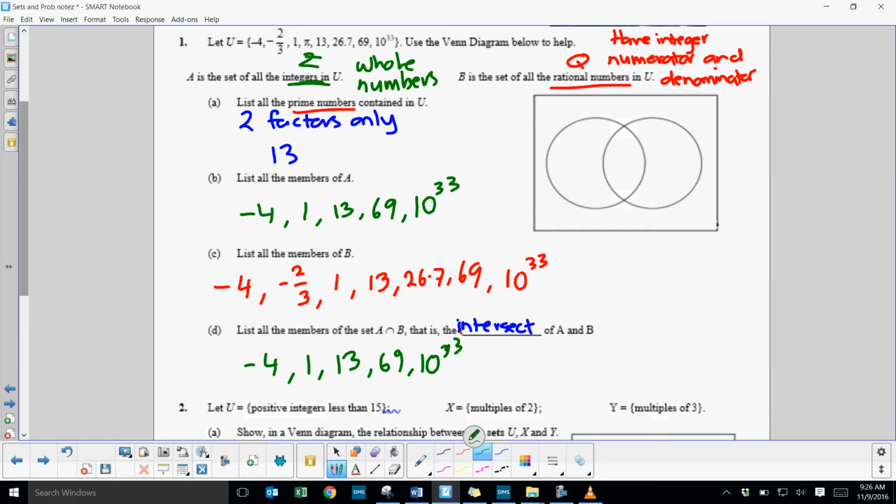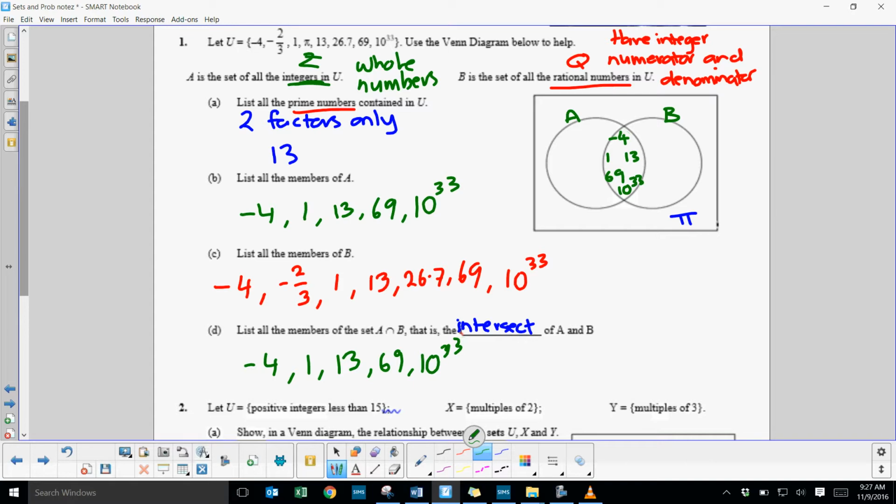We can, if you want to try filling it in on the Venn diagram, so you can call the first circle A, call the second circle B. That's how we generally do it. And try to think, there's only one number that would exist outside of the union of A and B, and that would be the irrational number pi. So you can pop pi on the outside. In the center, we've got quite a lot of numbers. We've got all the green numbers, because they are both integers and rational numbers. -4, 1, 13, 69, 10 to the 33. Fill them in easily on here.